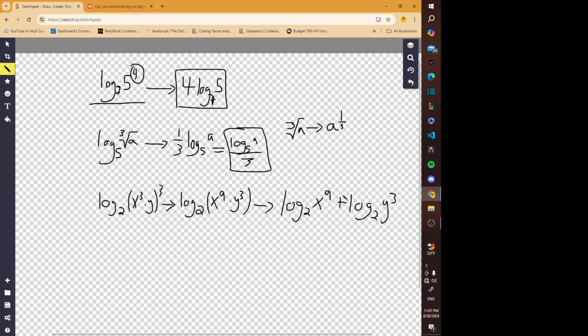Oh, and look, we could still expand this even more by using the power rule. Okay, so I'm going to come down here, and I'm going to finish up our answer with 9 log base 2 x plus 3 log base 2 y. Perfect. Okay, just like so. So if you managed to get that, great job. It's awesome. If you didn't, that's okay too. So we're just here to practice.